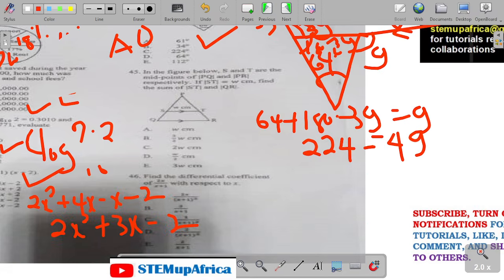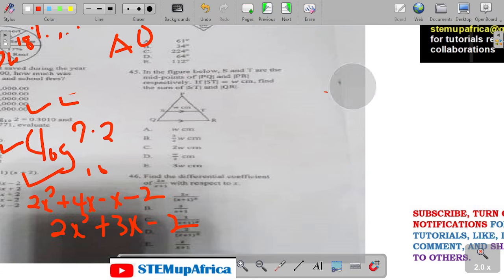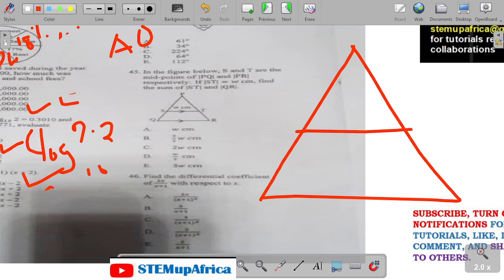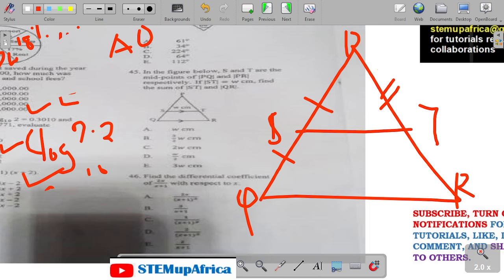Then number 45. So what do we have here? That's number 45. We have a similar triangle. Here is XT, here is PQ, and the question says S and T are the midpoints. That means here and here they are the same. And they gave us here as W, and here is parallel to here. So now if I call here X, here is also X, Y, here is also Y. We are looking for the sum of ST and QR.